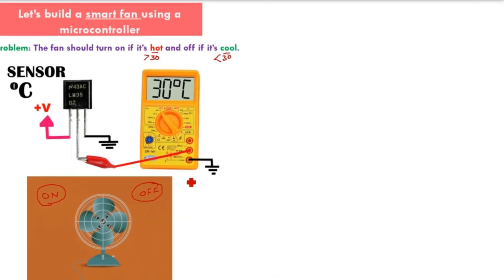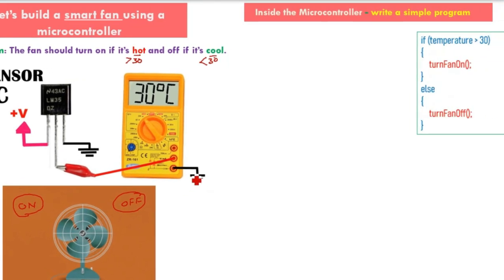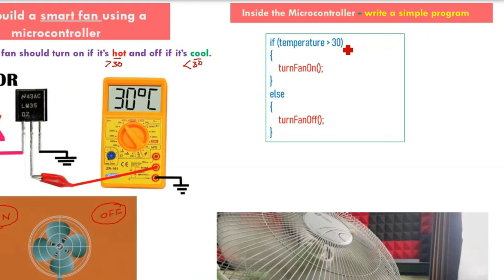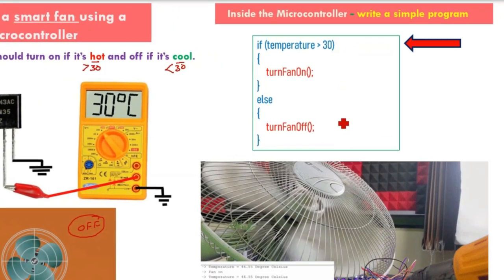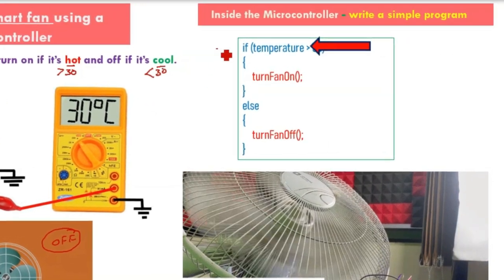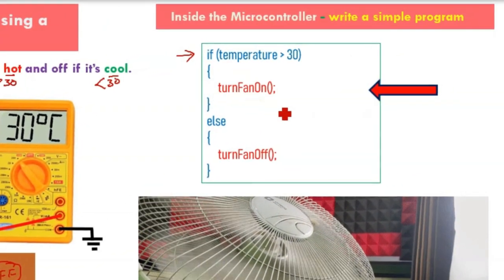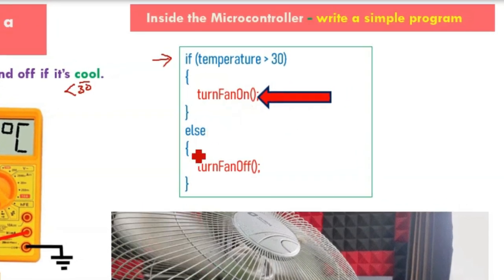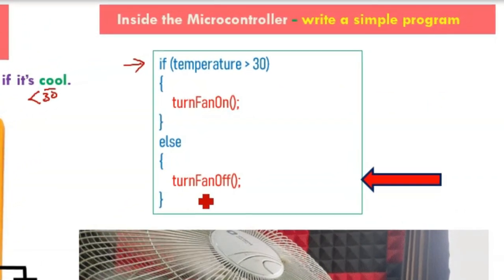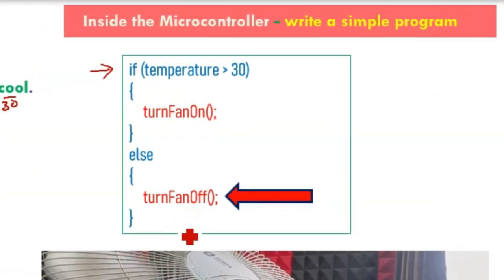Now inside the microcontroller, you will write a simple program like this. That is, if the temperature is higher than 30 degrees, we will turn the fan on, or else we will turn the fan off.